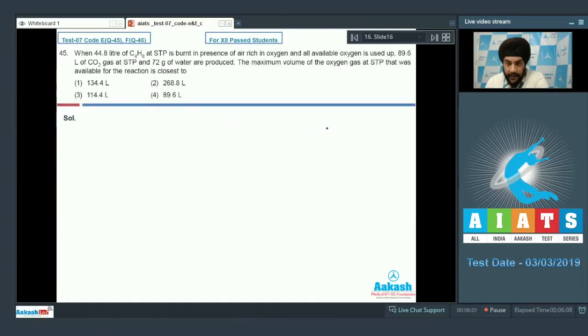Question number 45. When 44.8 liter of C4H8 is burnt at STP in presence of air rich in oxygen and all available oxygen is used up, 89.6 liter of CO2 gas at STP and 72 gram of water are produced. So the examiner wants us to comment on the maximum volume of the oxygen gas which was available for the reaction. So if we talk about the combustion of butene, we have C4H8. It will undergo combustion to give us CO2 and H2O. If you try and balance this reaction, there will be 4 CO2, there will be 4 H2O, and there will be 6 oxygen molecules.